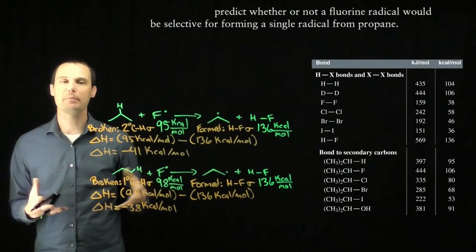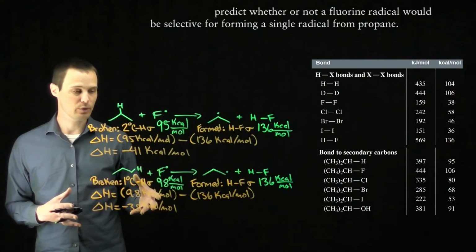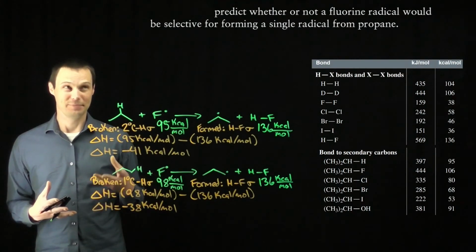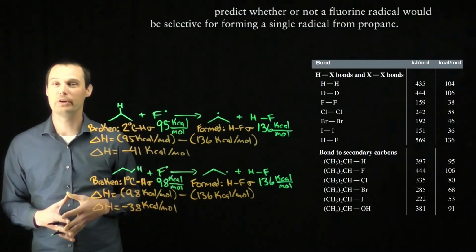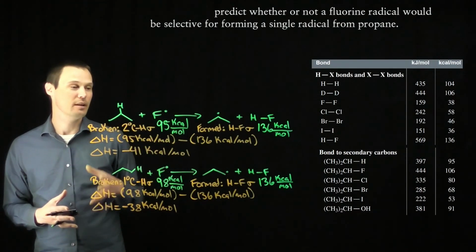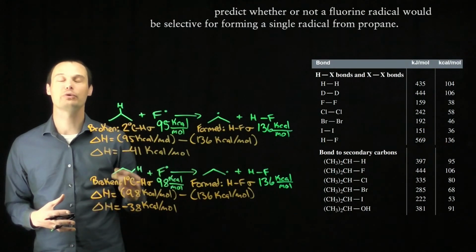This will not be a selective reaction and is so exothermic, it's releasing so much energy that, honestly, you're probably going to start the lab on fire. Please don't do this. There's a reason we don't use fluorine for radical halogenations. This reaction is not selective and is extremely exothermic.